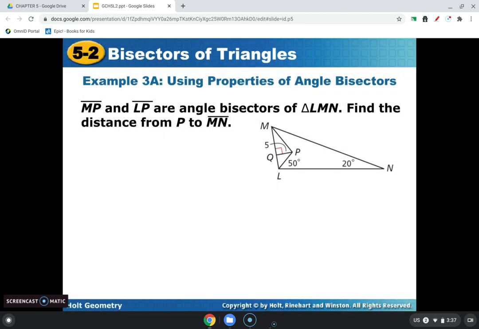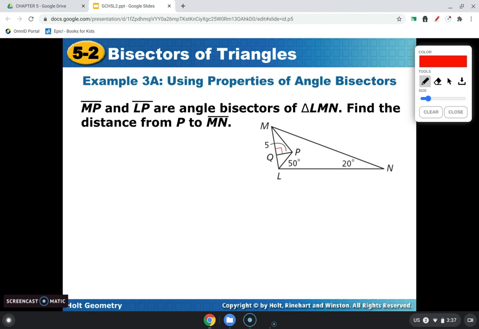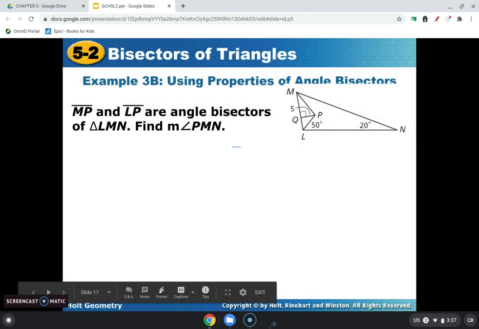MP and LP are angle bisectors. Find the distance from P to MN. Remember, the distance from P to MN is that perpendicular distance. But since these are all the angle bisectors, since QP is 5, that is also going to be 5.